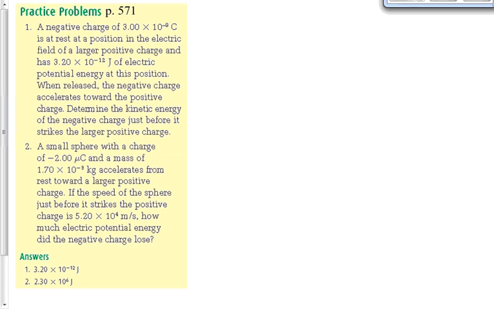Number 1 says a negative charge is at rest in the field of a larger positive charge. It's got this much potential energy. When it's released, it accelerates. Okay, charged particle accelerates. That's like what? When a charged particle speeds up, that's like a car going down a hill, right? Good. So if a charged particle is going down a hill, we've got a conversion of potential energy to kinetic energy. Potential decreases, kinetic is going to increase, right?